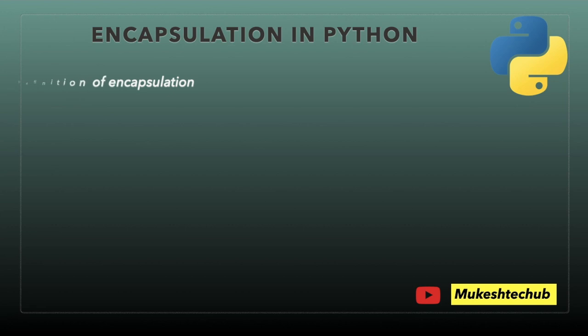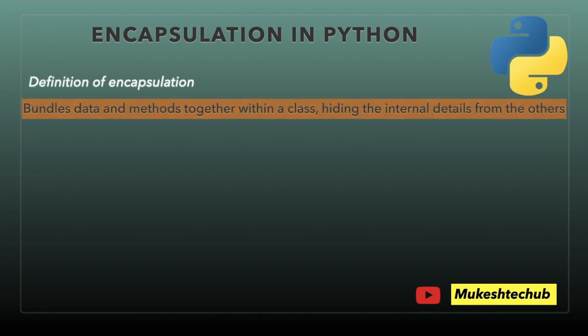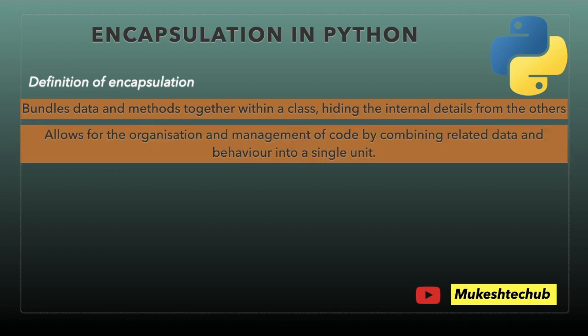So we will see the definition of encapsulation. Encapsulation is a fundamental principle of object-oriented programming that bundles data and methods together within a class, hiding the internal details from the outside world.